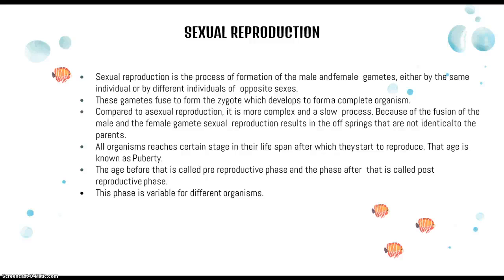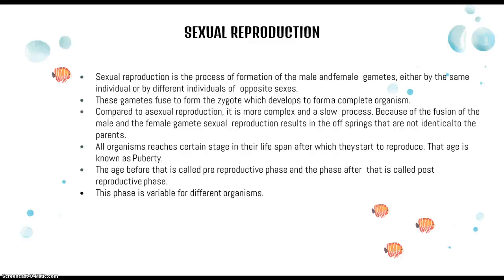Compared to asexual reproduction, sexual reproduction is very slow and very complex. It's not that easy. Now, in the lifespan of an organism, after a point of time, an organism becomes able to reproduce. That particular stage of life is known as puberty. Whenever an organism is formed and takes birth on this earth, at that instant it cannot reproduce. Its body is not ready to reproduce, so it takes a certain period of time. After that, it becomes reproductive.